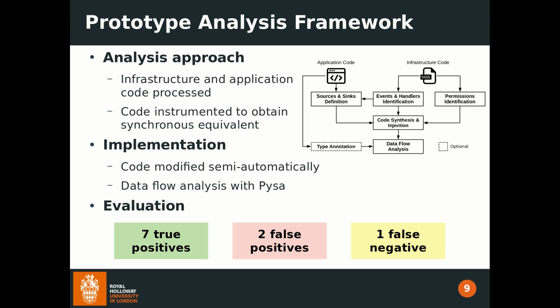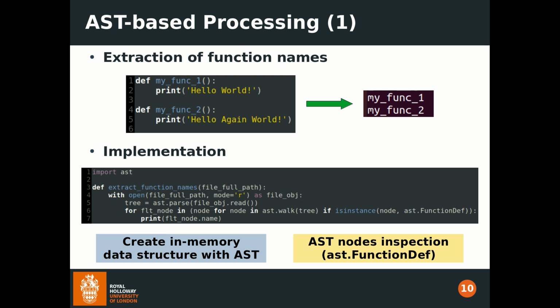The tests performed with our micro-benchmarks show that our analysis tool is able to detect the expected data flows in 7 cases out of 10. As for the others, we have 2 false positives and 1 false negative. The details are in the paper. I will only say that the false positives are caused by limitations of our current prototype, which we intend to address in the future.